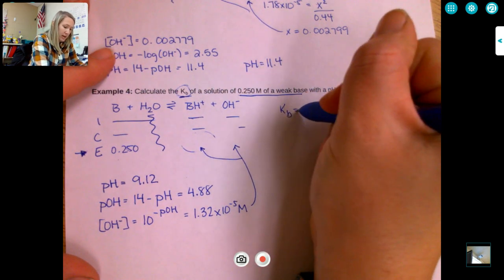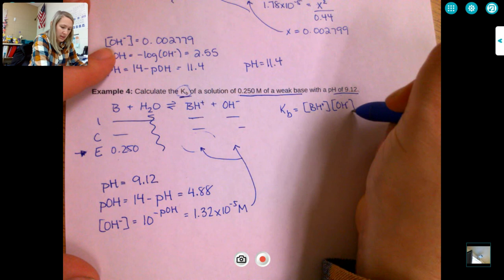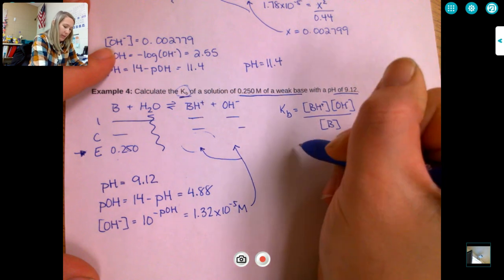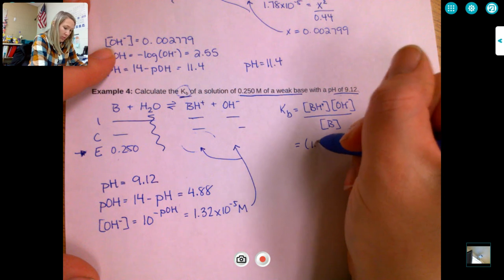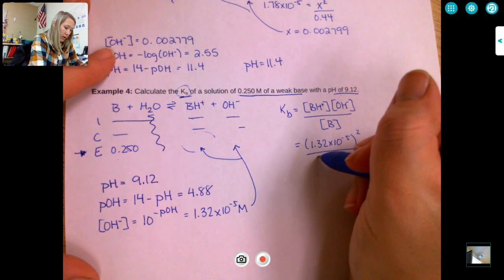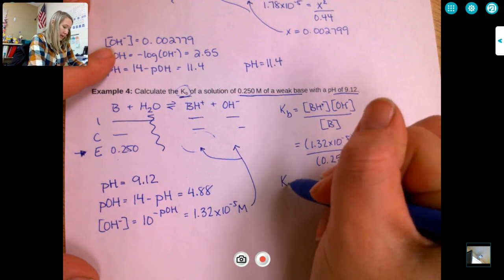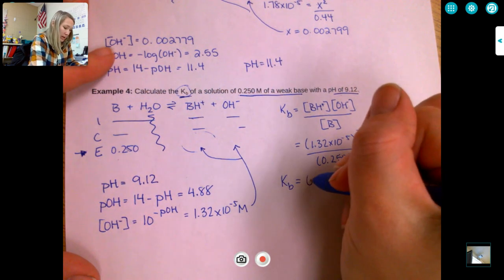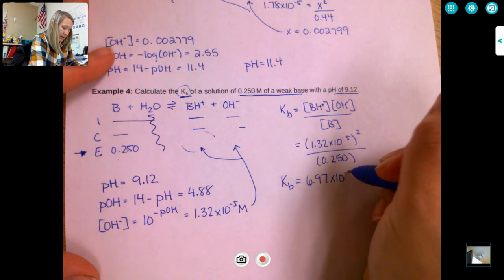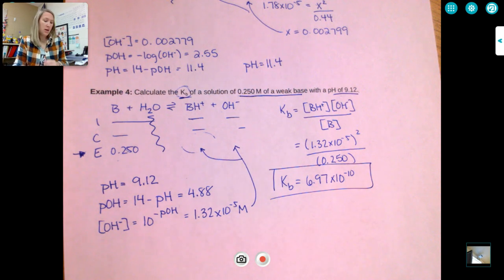So that means my Kb is my BH plus, OH minus over B. I know all my parts now, so I can plug those in. 1.32 times 10 to the negative 5, same for both, so that gets squared, over my concentration of my weak base. And when I plug that in, I get a Kb value equal to 6.97 times 10 to the negative 10. And that is my answer. So we'll practice more of that tomorrow, but it's basically just following the same type of equilibrium steps and rules that we've been using since our last unit.